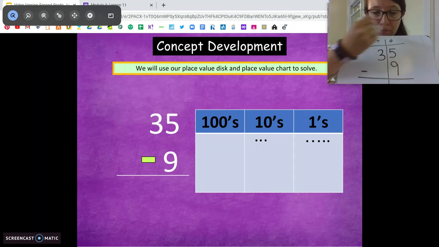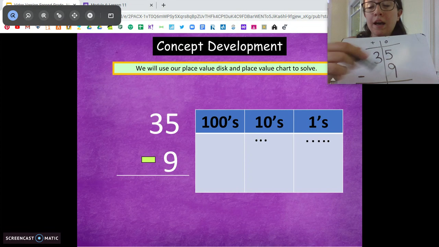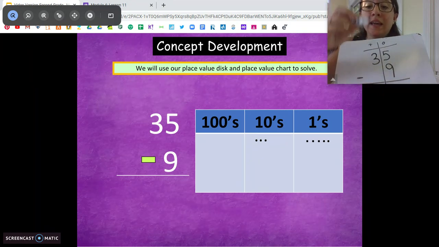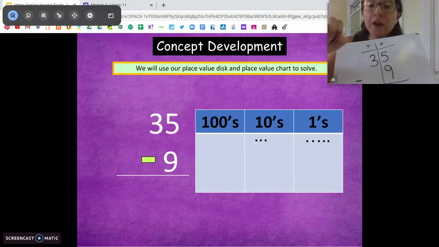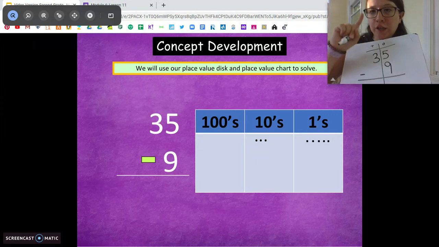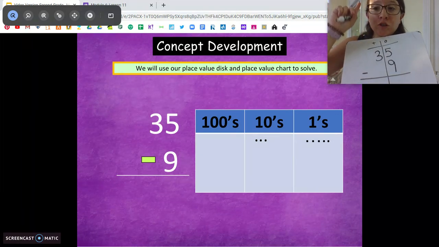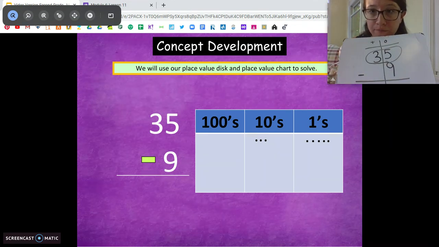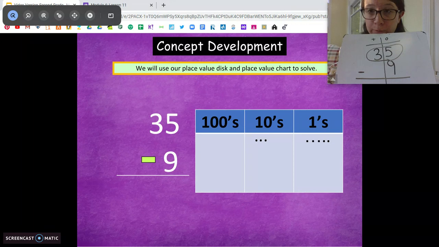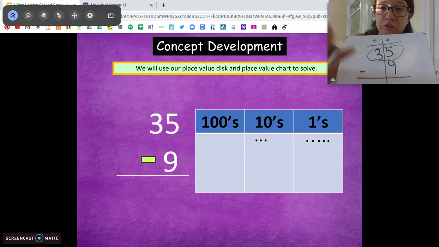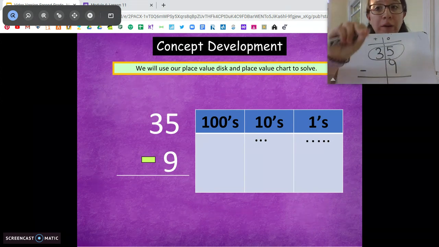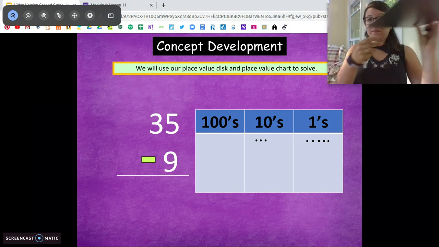All right, so go ahead and write your vertical form number sentence out and make the place value chart. But when you do subtraction, start with just the top number. Just make 35 for me. You can see it on the screen. So pause. I want you to write this in vertical form and just make 35 on your place value chart.